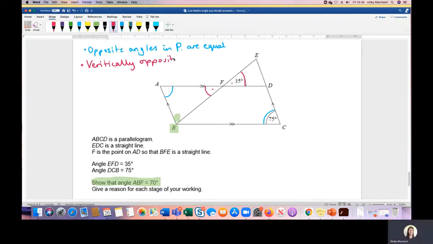You have to use that terminology. Opposite angles, and let's not have any angles spelled differently. Angles are equal. So those are our two reasons. And there's also another one going to come into play here as well.